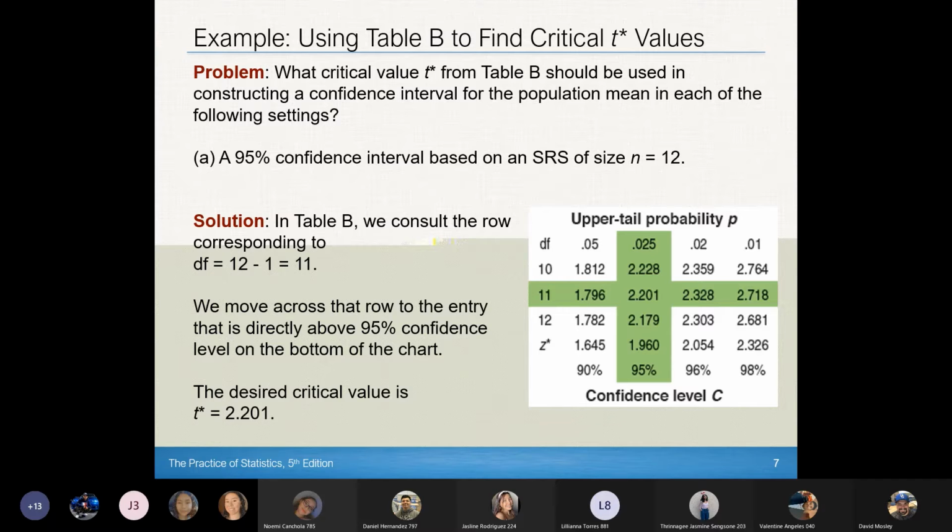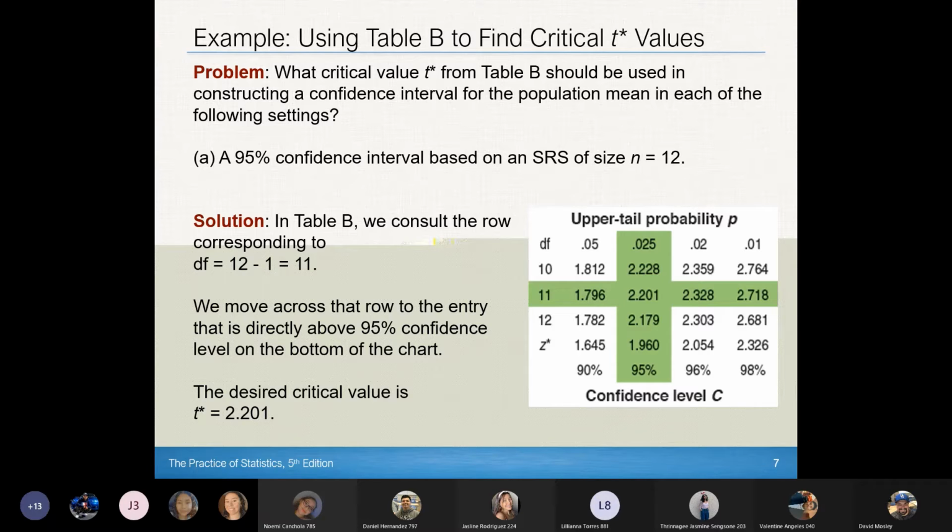All right. So here we go. Here's our example. We need to find the critical value t star, which is the same as what we used with the z-score for proportions. There we called it z star after using table A. We're using table B, which is a one-page table, which is kind of nice, to find critical t star values. So what critical value t star from table B should be used in constructing a confidence interval for the population mean in each of the following settings.